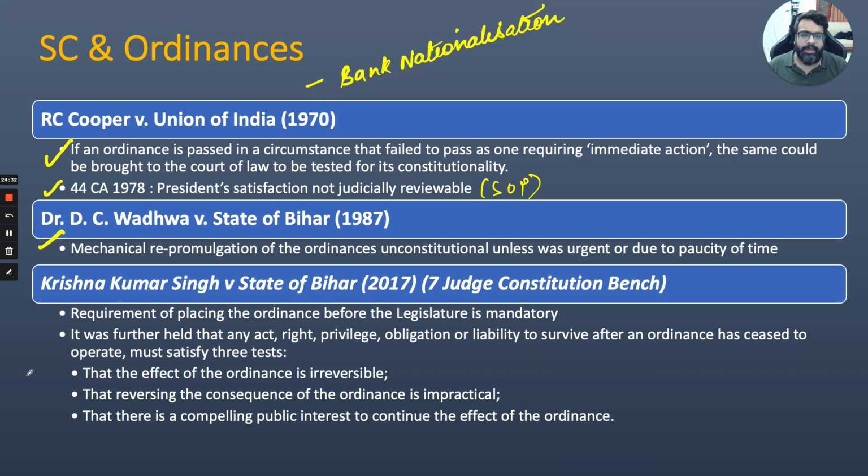The Supreme Court took a very stern view and said, boss, the mechanical repromulgation of ordinances is absolutely unconstitutional, and the only reason that we will allow for ordinances to keep on being repromulgated after session is if it is extremely urgent, or the legislatures honestly didn't have the time to, which is a very rare case, because you would have time to reconsider it. If you've passed an ordinance 256 times, it's of course a matter of grave concern. So DC Wadhwa essentially becomes the Keshavananda Bharati for ordinances, if you know what I mean.